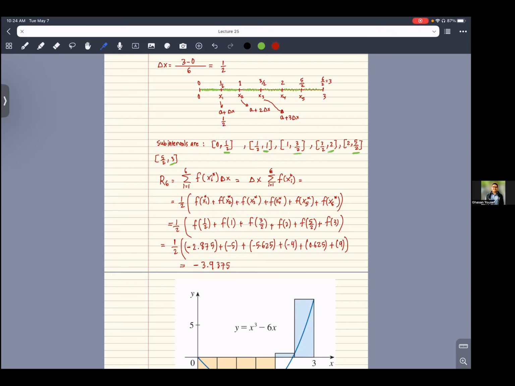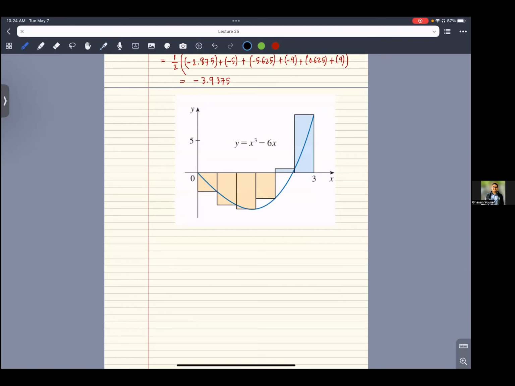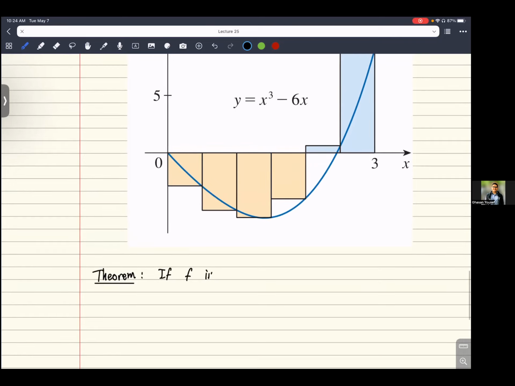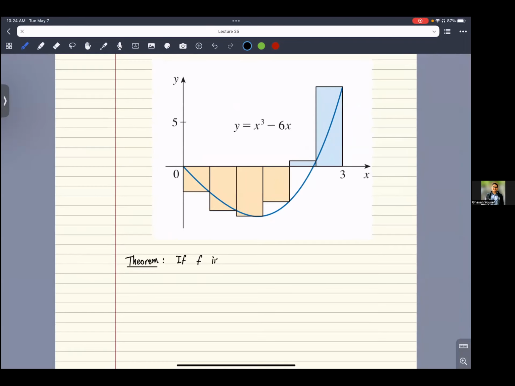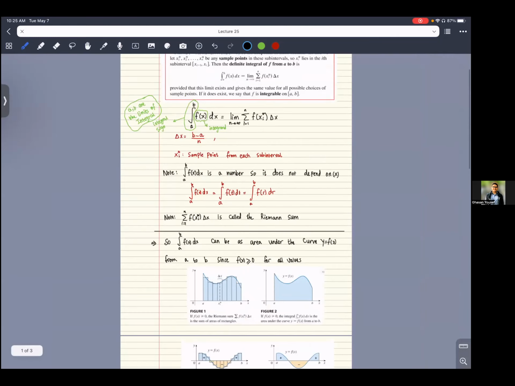Make sense? Any questions? I'm going to give you the general theorem for these things. So here is the theorem. If f is integrable. By the way, what does integrable mean? Here I'm going to add some small notes.